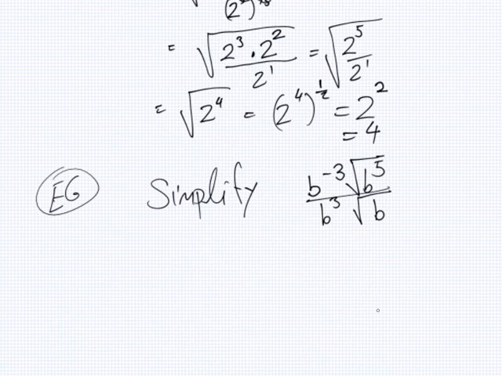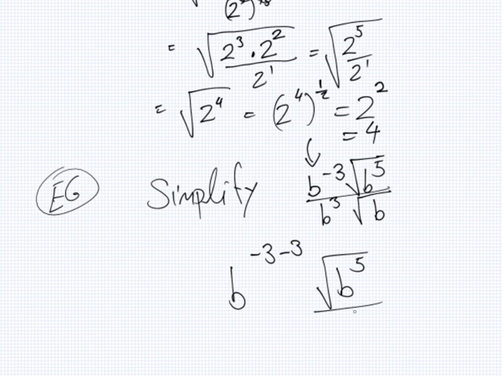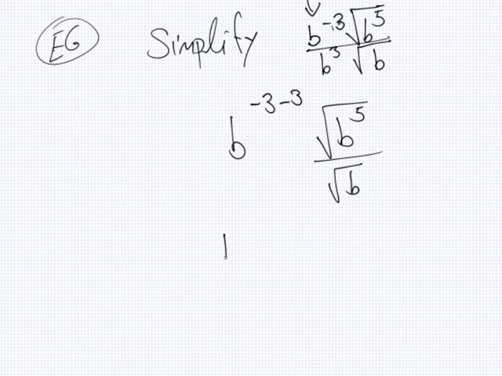Which part should we look at first? The b or the root, or what do you think? Could look at the roots. That's funny actually, because I was going to look at this part first, because they seem easy to put together. Because when you divide the powers, you minus them. b minus 3 minus 3. So I would have here b power minus 6.